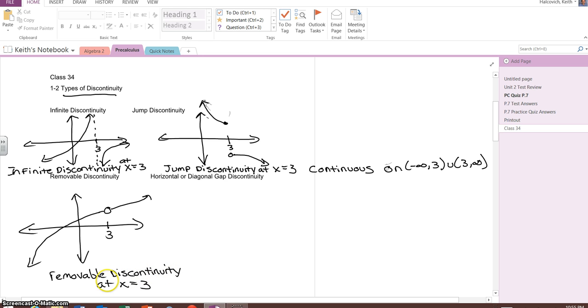And once again, this is continuous on the interval from -infinity to 3 and from 3 to infinity. This does not include 3. The same with this one, the infinite is continuous everywhere except at 3.